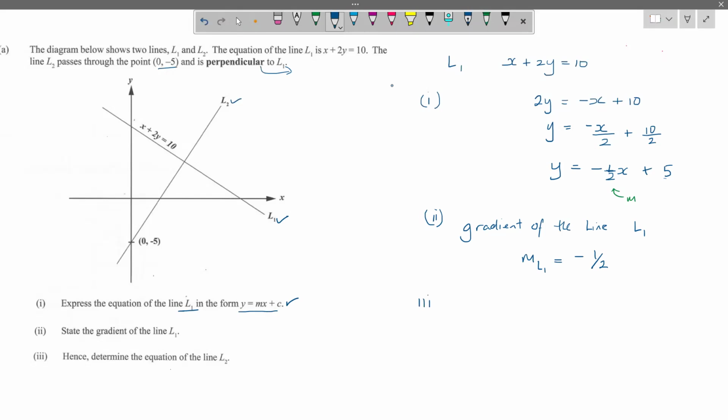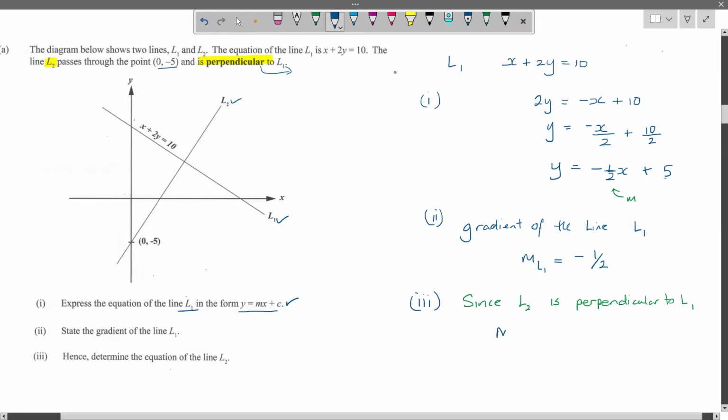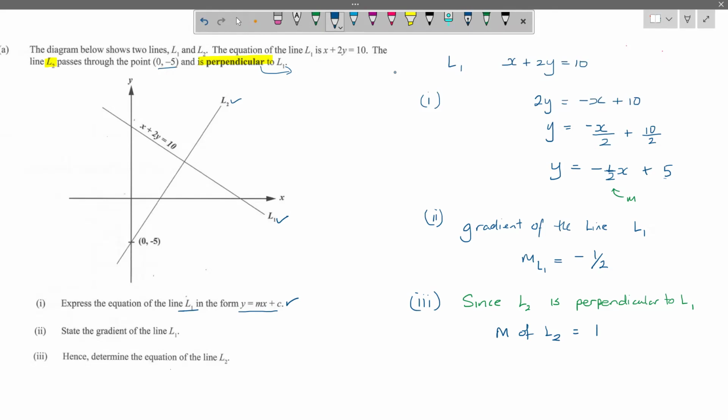And that's going to take us into our third part of the question, which is to determine the equation of the line L2. But remember, L2 is perpendicular. So for perpendicular lines, the gradient is the negative inverse. So all we have to do for the gradient of L2 is change the sign. Wherever the sign is, change it to the opposite. So it becomes plus, and flip the number. So a half becomes 2 over 1, which is 2.